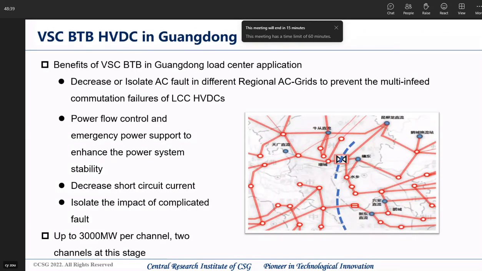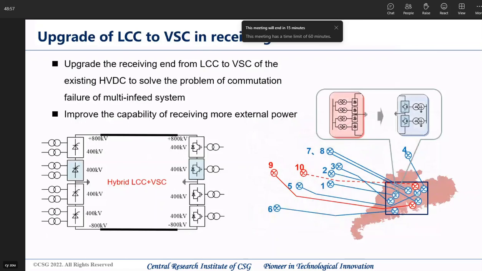Now, recently, we have further used back-to-back VSC technology in Guangdong province to improve power system stability. The capacity of the back-to-back system is 3 gigawatts per channel, and the 2 channels were put into service last year. In the future, we are considering upgrading LCC to VSC at the receiving end to solve the problem of commutation failure of multi-infeed systems. We have already developed a technical solution for the upgrade, and this should take place in the next decade, as some LCC HVDC has been in service for more than 20 years already in China.